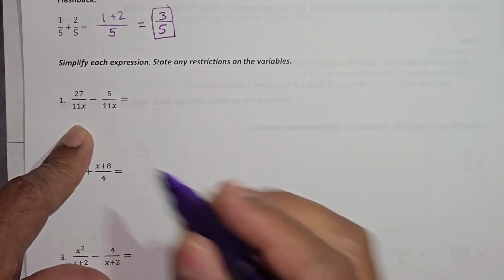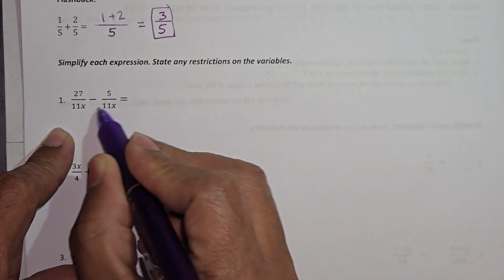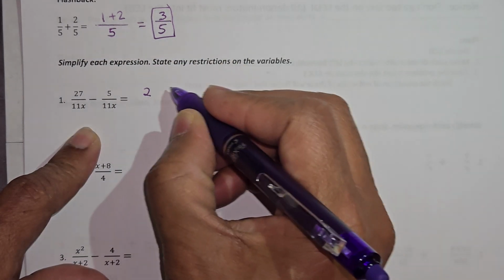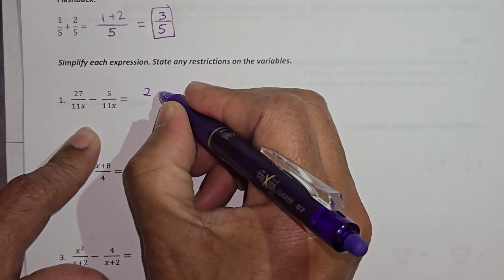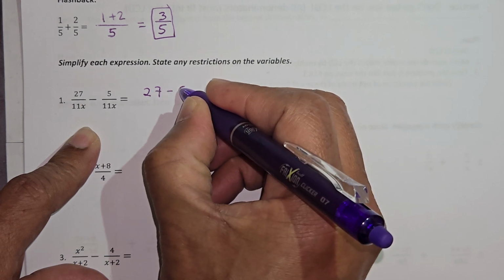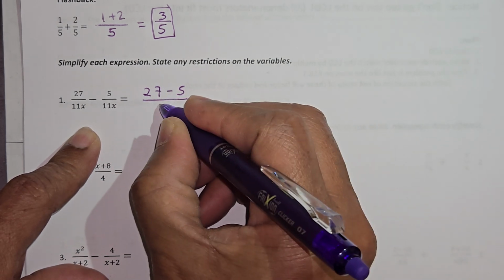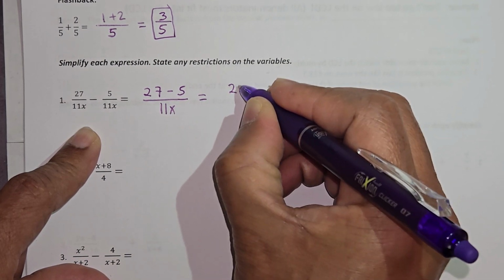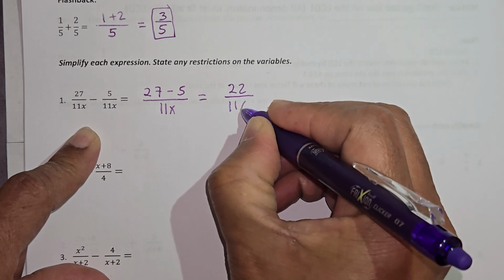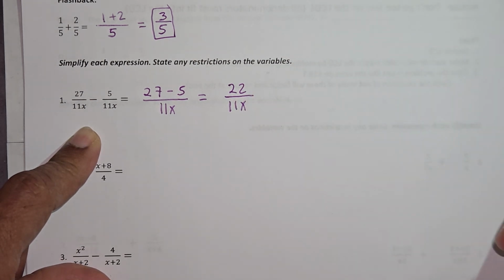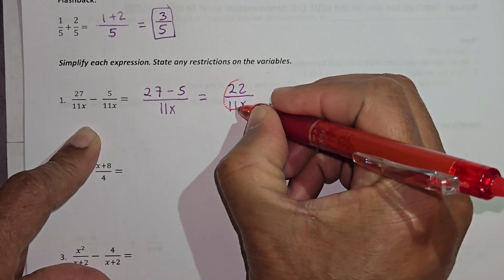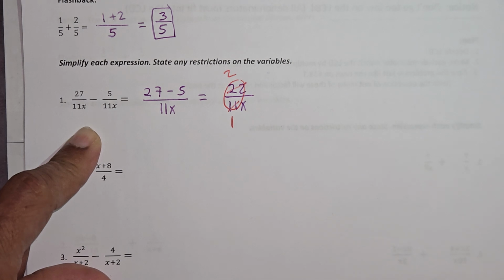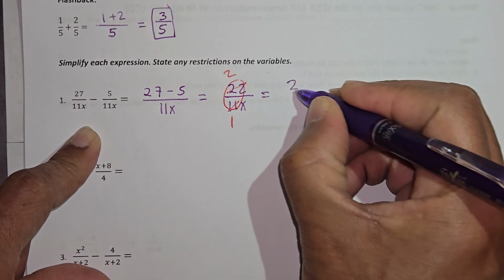In this case, notice that we have the same denominator in the two fractions, or the two rationals. So just like I did on adding fractions, I'm going to subtract 5 from 27, and this is over 11x. So this is equal to 27 minus 5 is 22 over 11x. But then notice that 11 goes into 22 two times. So this 22 becomes a 2 and this 11 becomes a 1, which is just x. So this is equal to 2 over x.